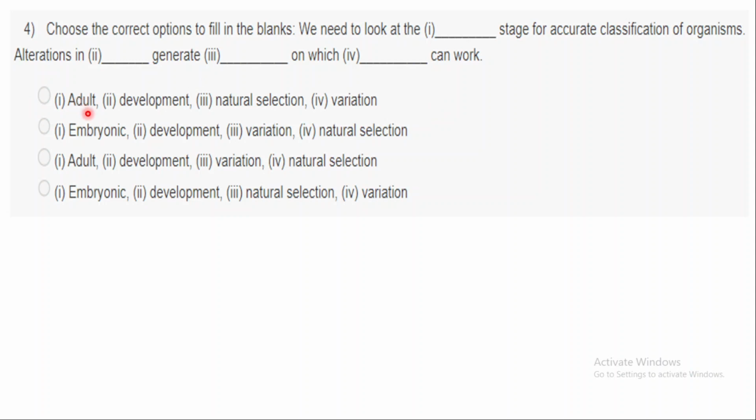Option A, adult development, natural selection and variation. Option B, embryonic development, variation, natural selection. Option C, adult development, variation, natural selection. And option D, embryonic development, natural selection and variation. So we have four or five different terms here, and which will fit the description. I'll wait for a moment, let us collect some answers.